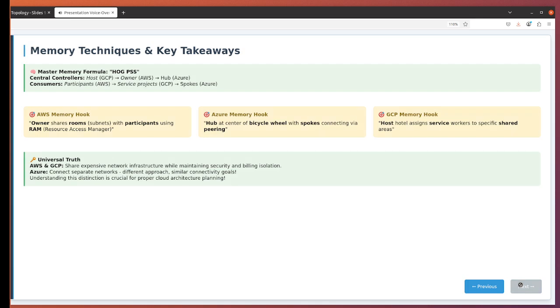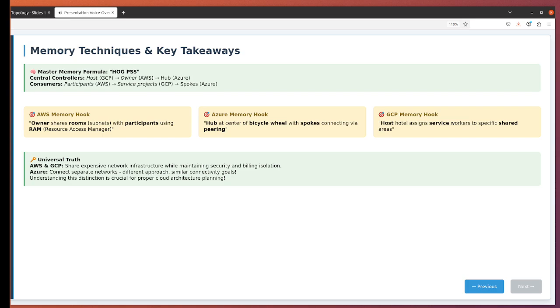Memory techniques summary. Before we wrap up, let me share the memory techniques that have helped me keep them straight over the years. Remember HOG: host, GCP; owner, AWS; hub, Azure. Each represents the central entity that controls shared networking. For participants, think PSS: participants, AWS; service projects, GCP; spokes, Azure. These are the entities that consume shared resources.